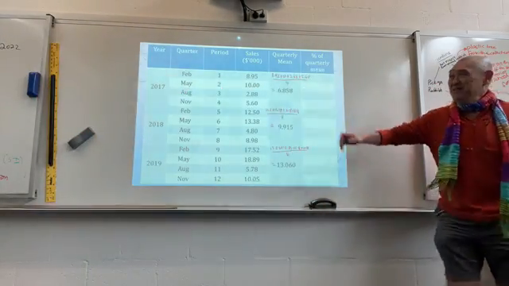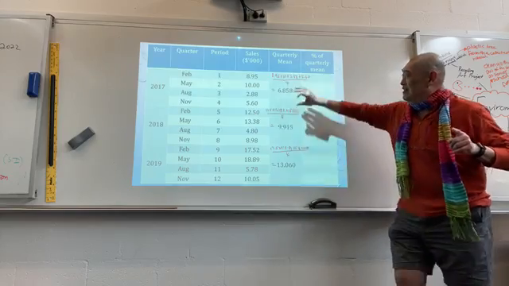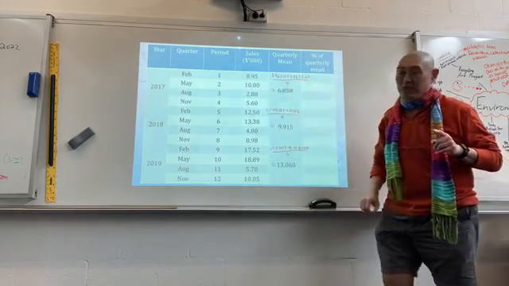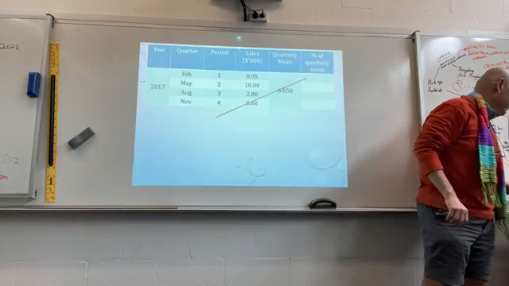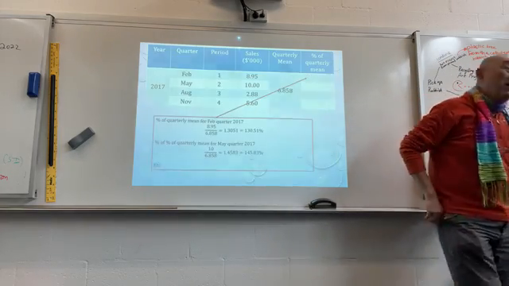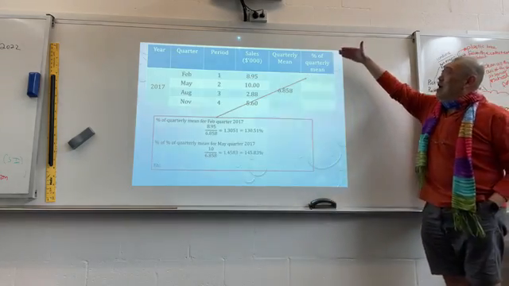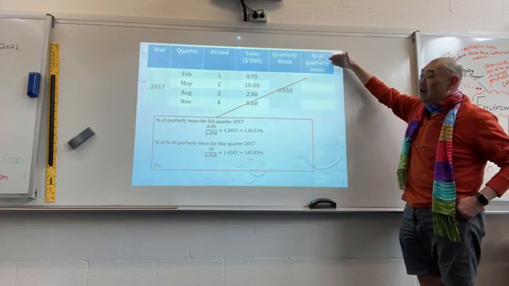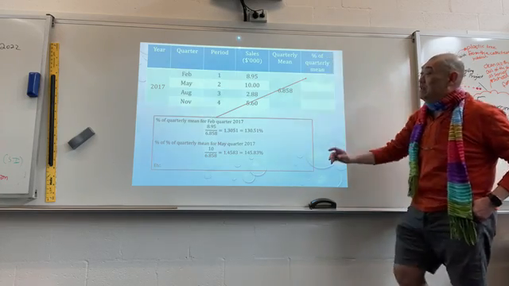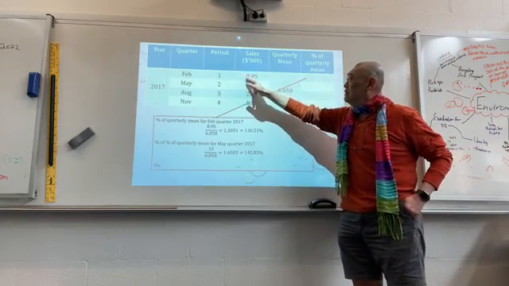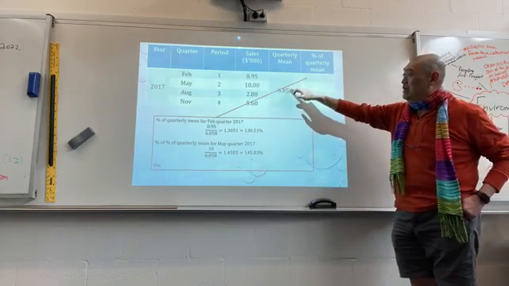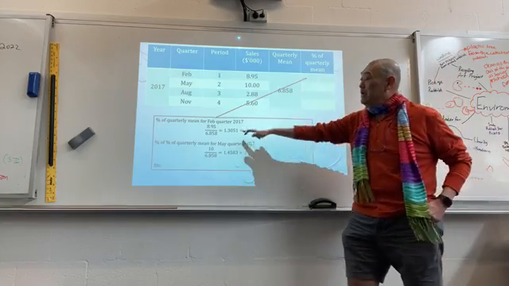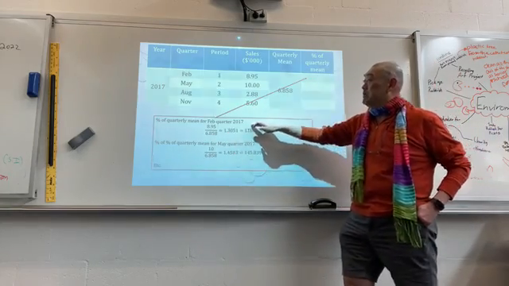Alright. Once you found the quarterly mean, this is the mean for 2017, mean for 2018, mean for 2019. Alright? What we need to do is find out what is the percentage of quarterly mean. The percentage of quarterly mean is basically the sales divided by the quarterly mean times 100%. It could be in decimal place or it could be in percentage.